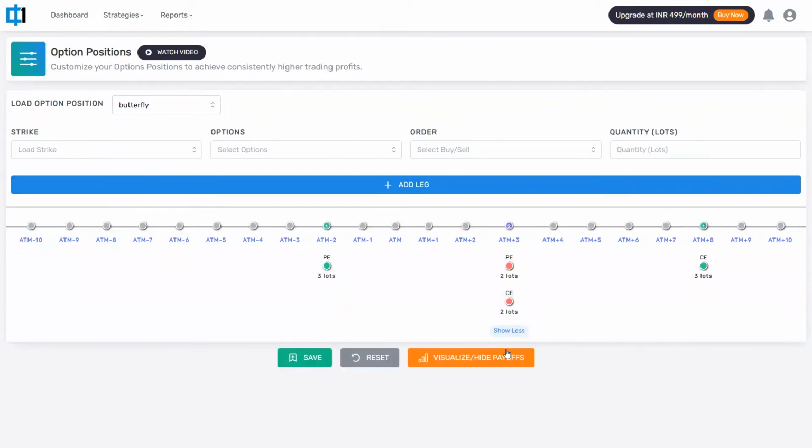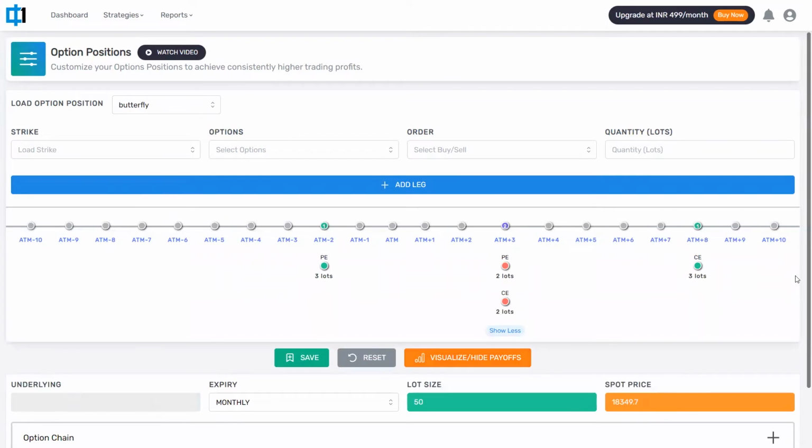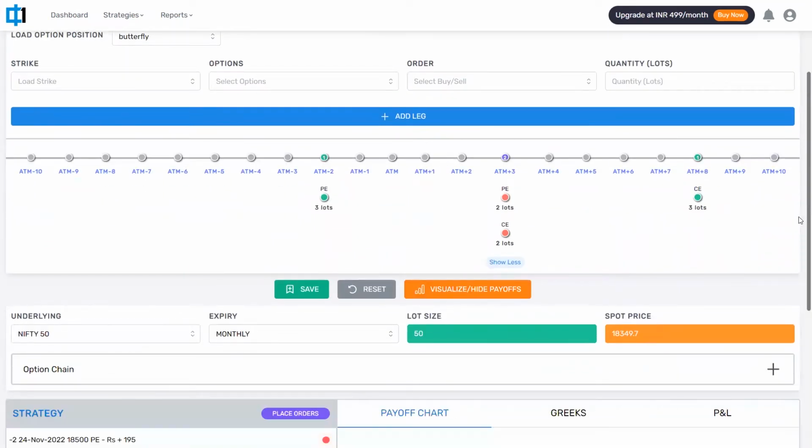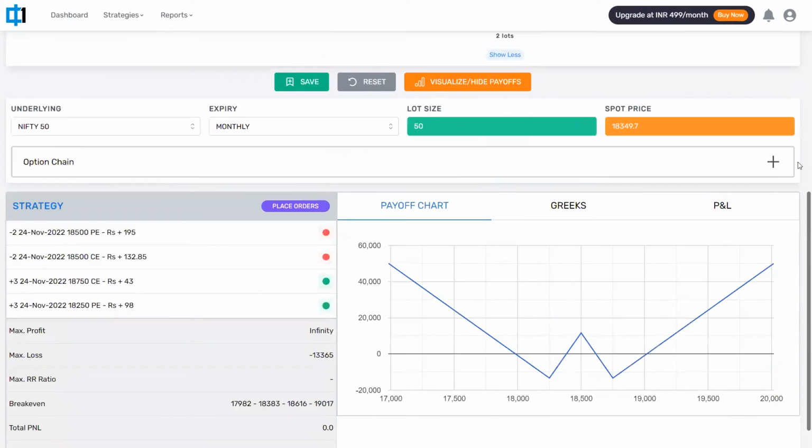So in this case, if we go with this strategy, we'd be placing 4 orders. We'd be buying puts below the current at the money. We'll be buying calls above the current at the money, and then we'll be selling 2 lots each of calls and puts at the money. And then your return would look something like this.